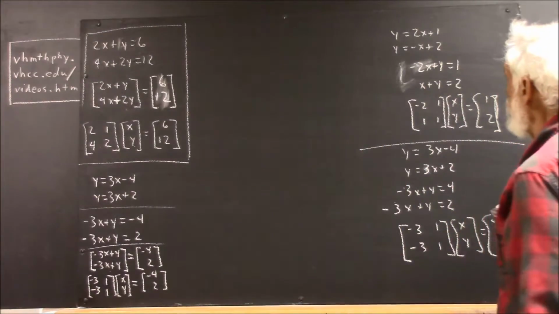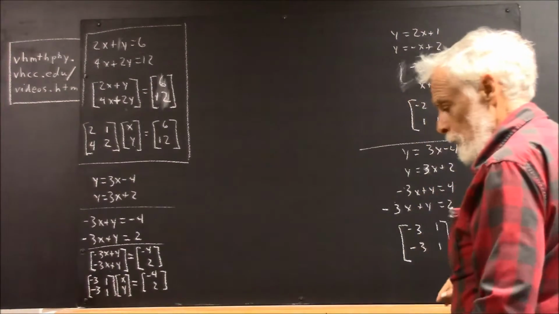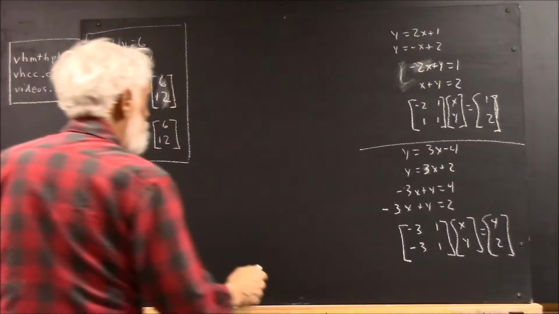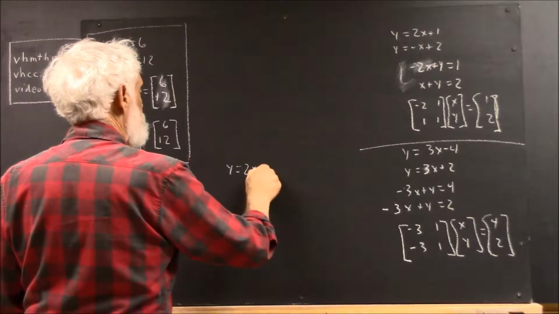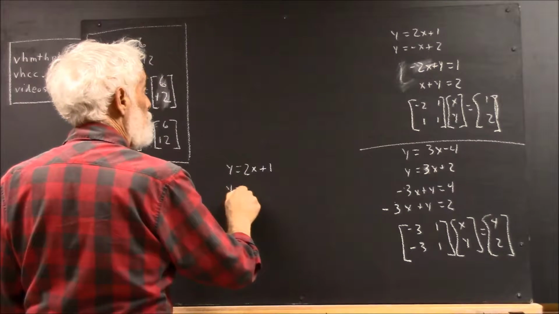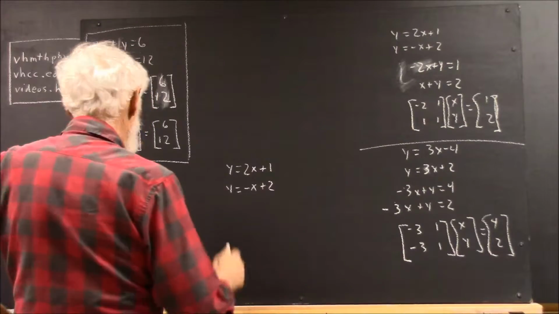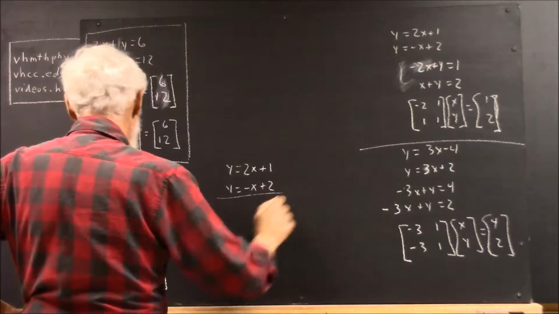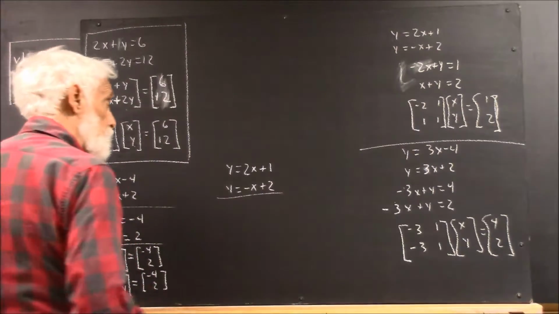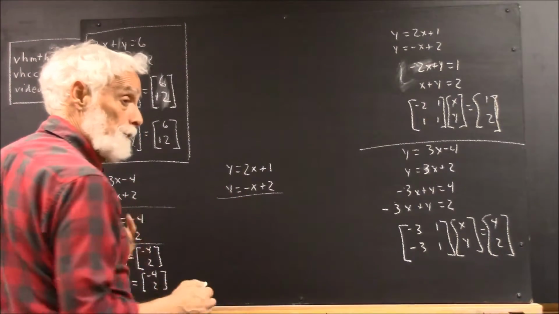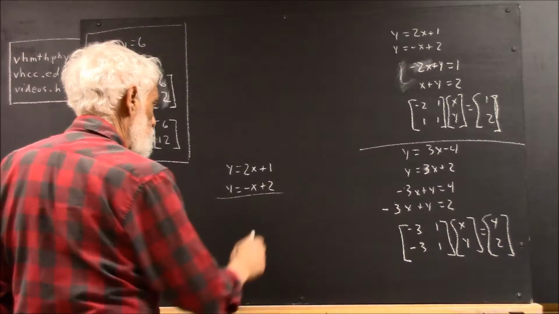Okay, well, I did the same thing with the first system, but I'm going to do it a little more slowly. I'm going to rewrite it. Okay, so the first system is what? y equals 2x plus 1. y equals negative x plus 2. And we want to get it down to this form. So we want to get the x's and the y's on the left side and the numbers that are left over on the right-hand side.